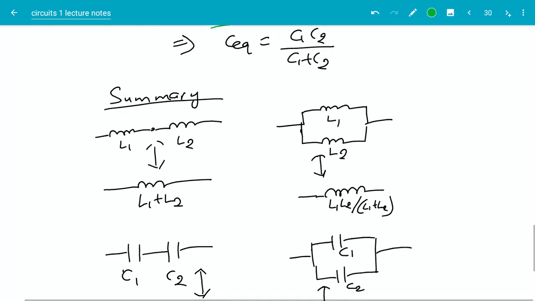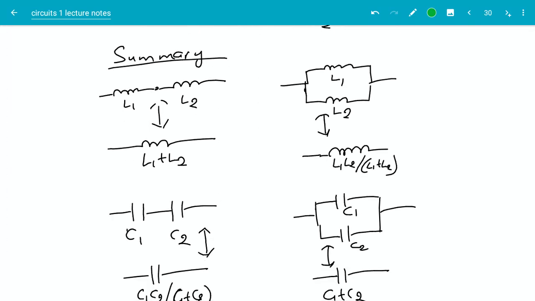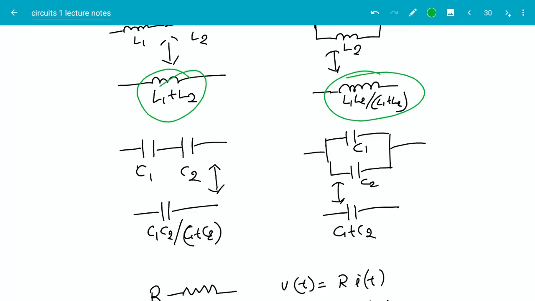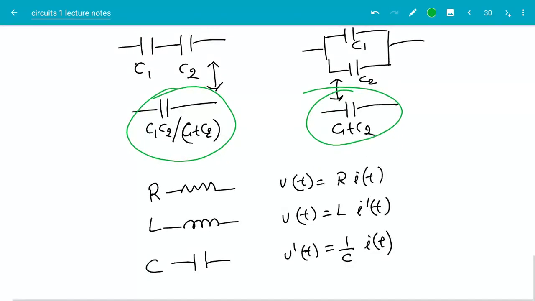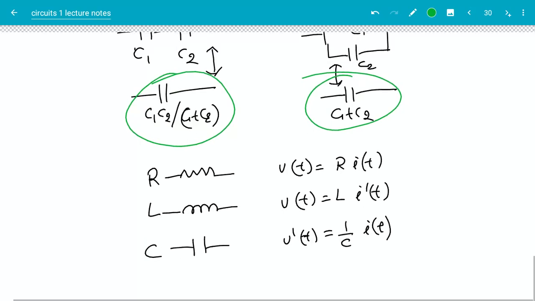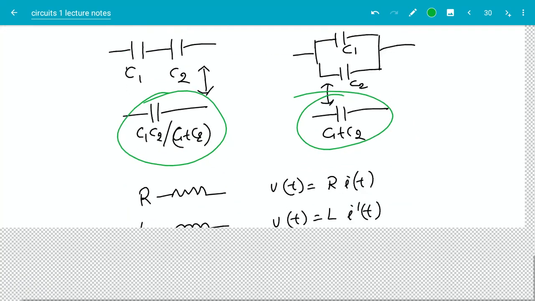So let's summarize. If I have inductors in series, then I can replace them with the sum of them. If the inductors are in parallel, I replace them with something like this. Capacitors in series, I replace with something like this. Capacitors in parallel, I replace with a sum.